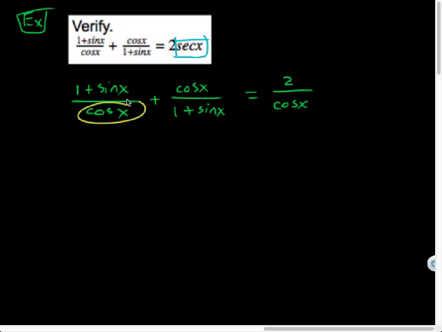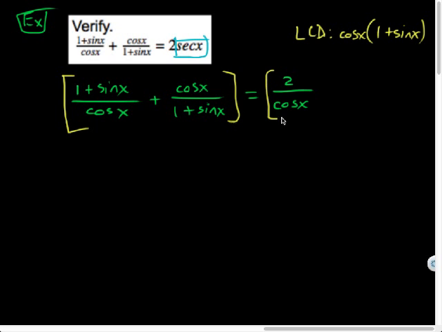So because I've got multiple fractions with multiple denominators, I'm going to find the LCD, I think, and just multiply both sides by it. So what do you guys think the LCD is here? Perfect. Cos x times 1 plus sine x. And let's see what happens when I multiply both sides by the LCD.